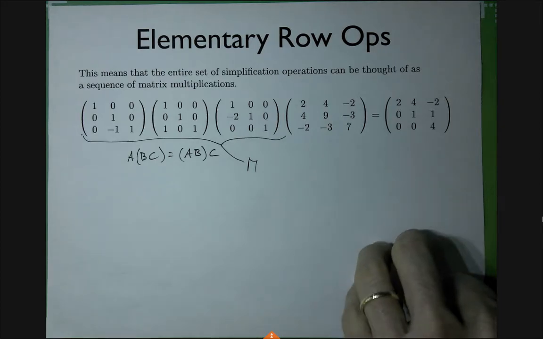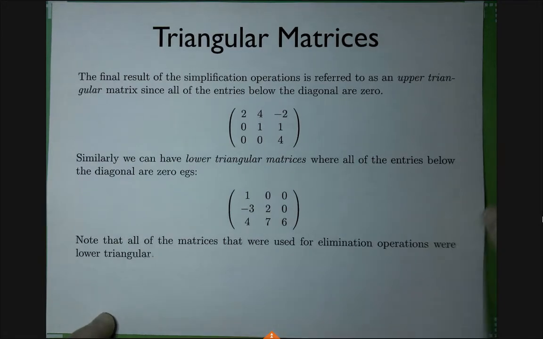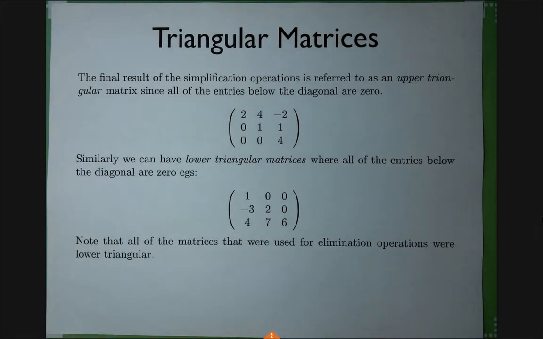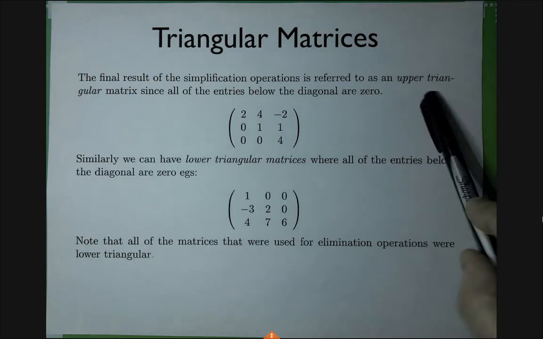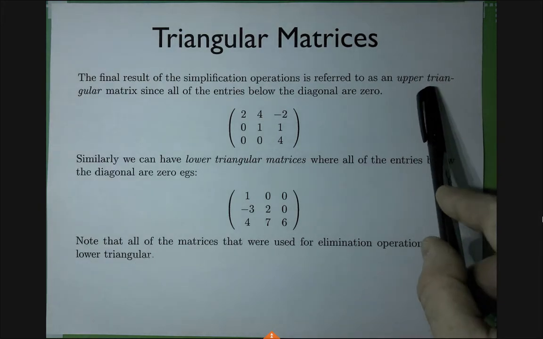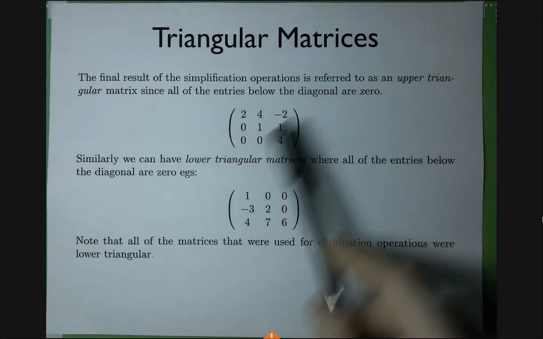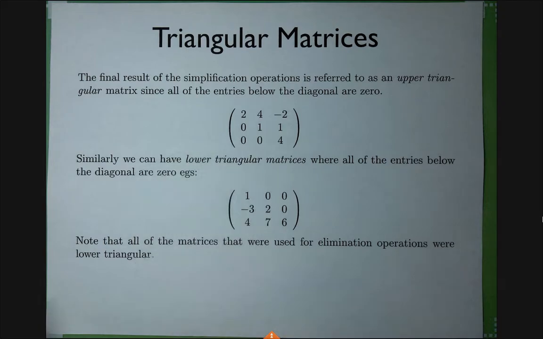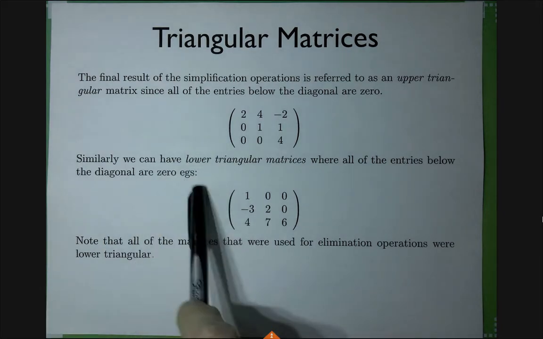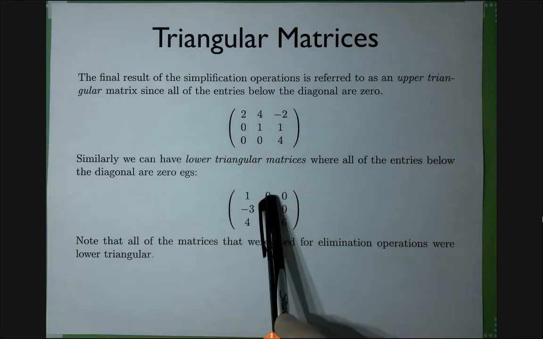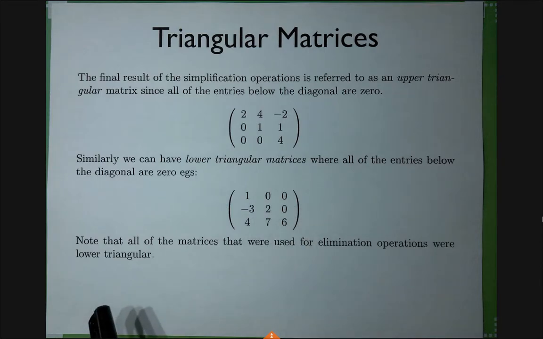So before we get there, let me elaborate a little bit on triangular matrices. Let me just give you the definition. I guess it's sort of obvious what a triangular matrix is, right? We talk about upper triangular matrices and lower triangular matrices. The upper ones have all entries below the diagonal equal to 0, and the lower triangular matrices have all entries above the diagonal equal to 0.